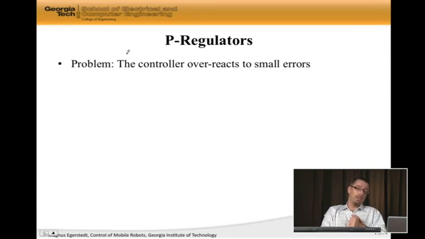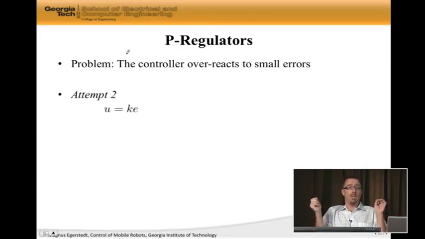So how should we do that? Well, the easiest thing to do is to say, you know what, when the error is small, let's have the control signal be small. In fact, here's my second attempt. U is k times e for some positive k. E is the error. Positive error means we're going too slow, u should be positive. Negative error means we're going too fast, u should be negative.